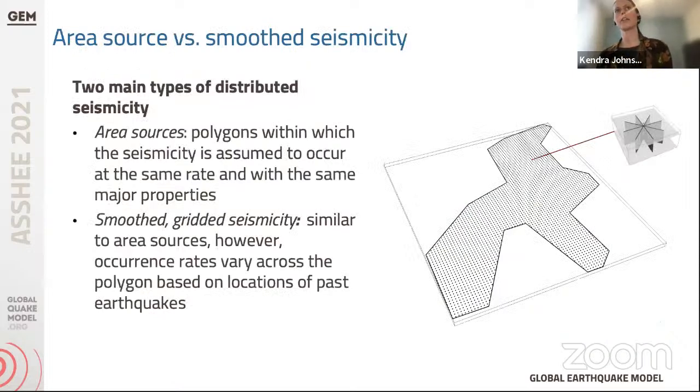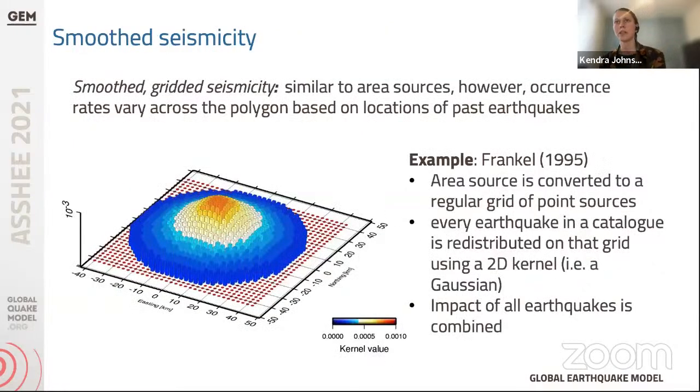So just to finally return to this difference between an area source and a smooth seismicity source: once we've defined all the properties that correspond to the area source, we can decide to either keep the rates constant across the entire area source, which is what's shown on the right here, or we can use smooth gridded seismicity. One of the approaches for doing this is shown here, in which each earthquake that has occurred is identified and used to distribute rates with some 2D kernel across a grid that represents the area source. Then the impact of each of the earthquakes is combined. In the end, the areas that have been more productive in the past, or are closer to sites that are more productive, will have slightly higher rates than areas away from the observed seismicity.